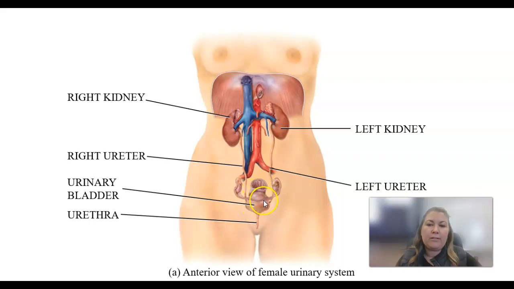Now, this little organ sitting right on top of the bladder is the uterus. So this is a non-pregnant uterus, and you'll notice that it just kind of sits right on top of it like a hat.